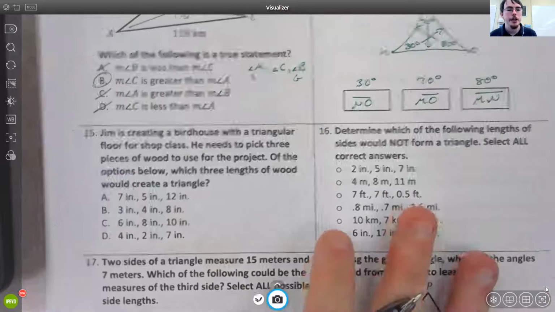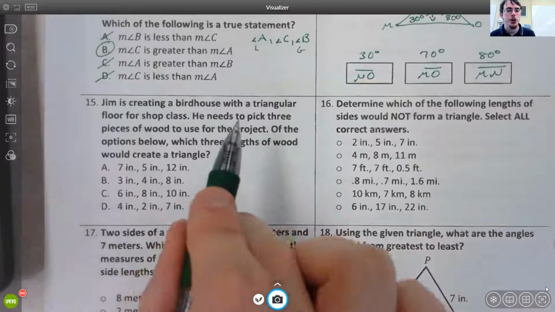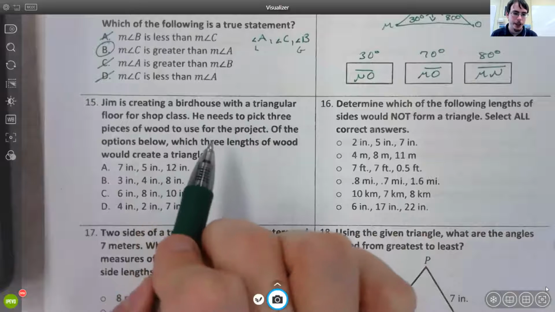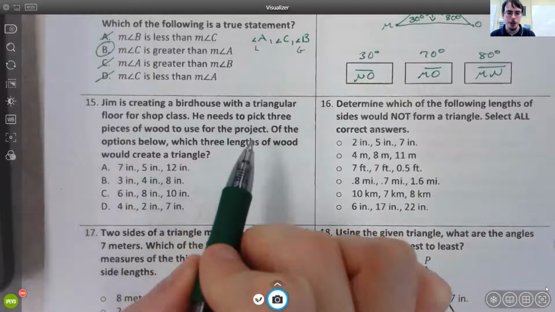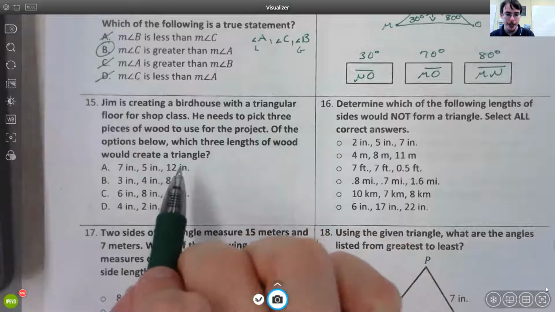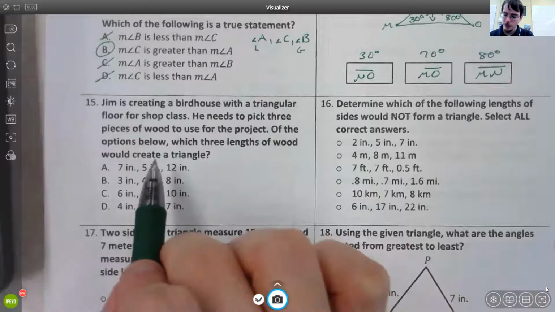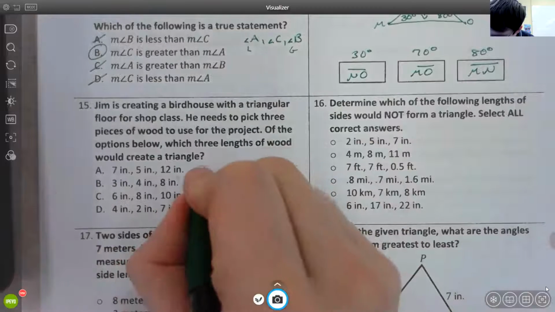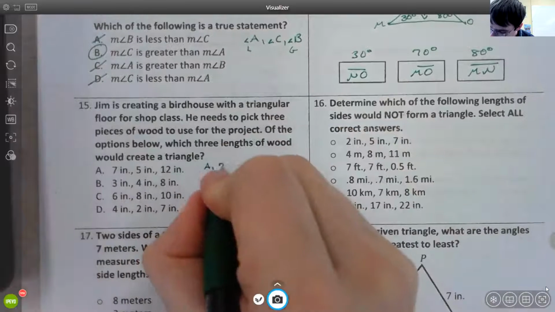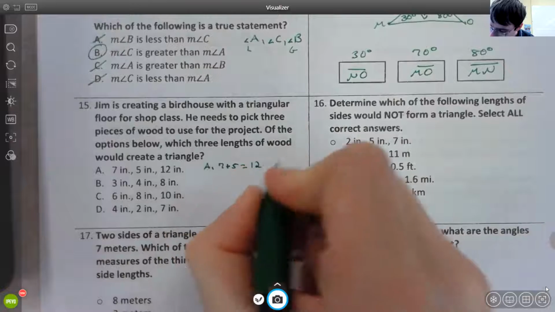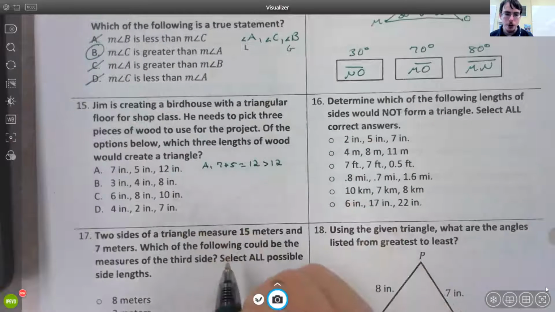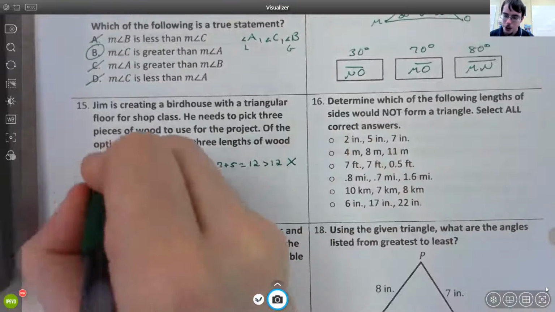All right, number 15. Jim is creating a birdhouse with a triangular floor for shop class. He needs to pick 3 pieces of wood to use for the project. Of the options below, which 3 lengths of wood would create a triangle? So all you're doing here is testing each one to see if they would create a triangle. So we're going to take the shortest 2 sides and add them together. So in A, it's 7 plus 5, which is 12. And then we're seeing if it's greater than the 3rd side. Is 12 greater than 12? No, so this is not a triangle.